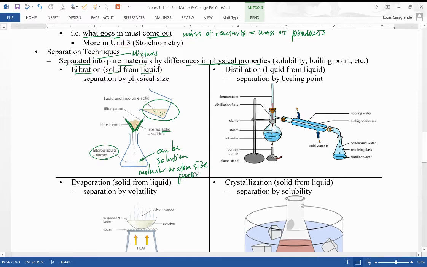And anything that has larger particles, the larger particles get stuck in the filter paper, just like coffee grounds get stuck. Filtration, you can also think of things like pasta in water. The holes in the colander allow the water to go through, but the pasta is too big to go through. So this is a filtration. This is a separation technique that you've probably seen before. We're using physical size as the way of separating these.